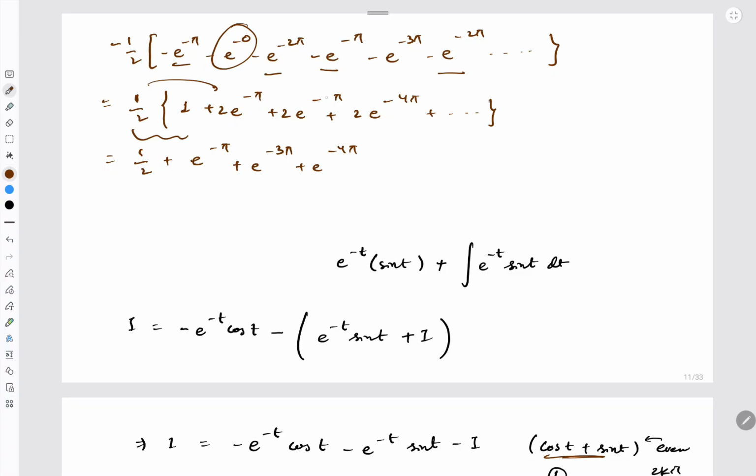I made a mistake here. And this is nothing but a geometric progression, right? A geometric progression having a ratio of e power minus pi.